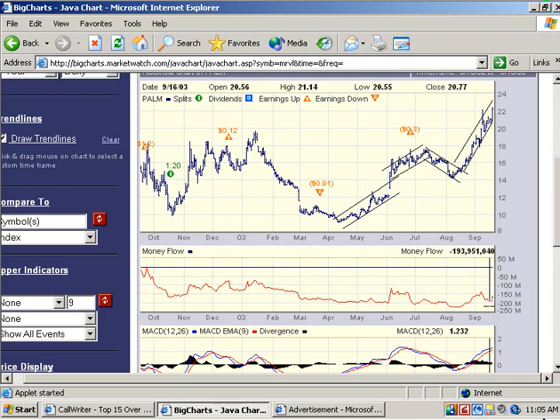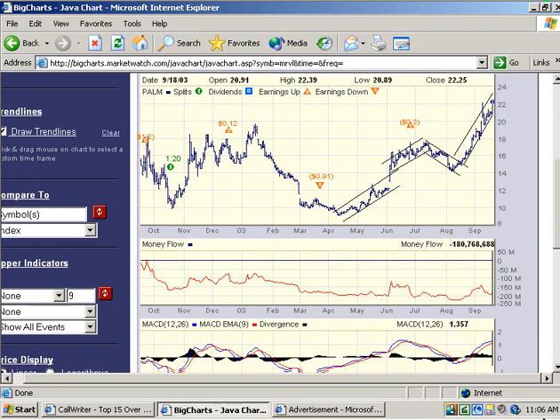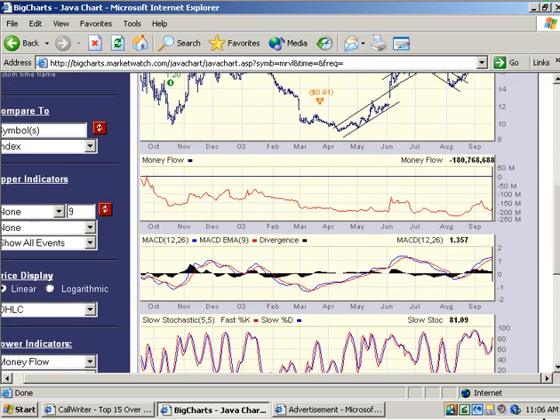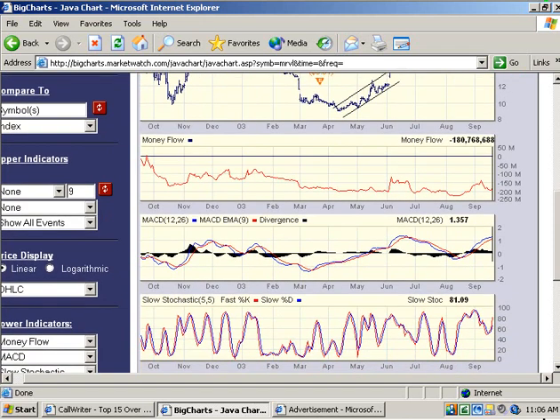And right about here, we do see heavy buying indicated by an angle in the actual money flow. It was going down, but it looked like it curved up, okay? So we do have a bull trend on the money flow. Let's scroll on down, get the rest of our indicators here.